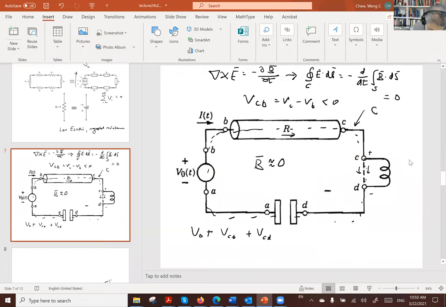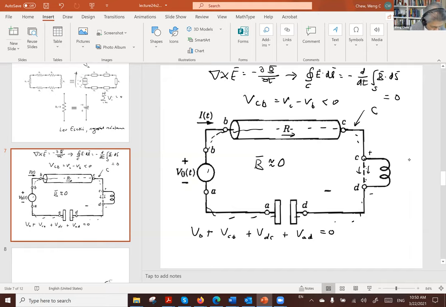And then VDC plus VAD to be zero. And all of these would have to be negative numbers. Okay, all of these would have to be negative numbers.